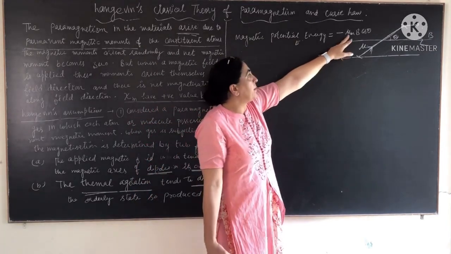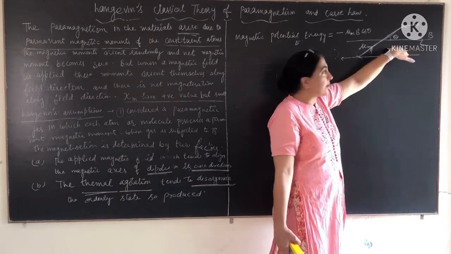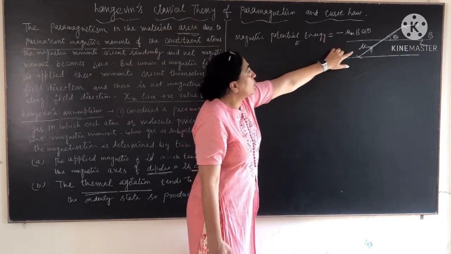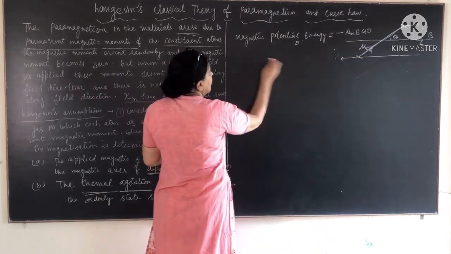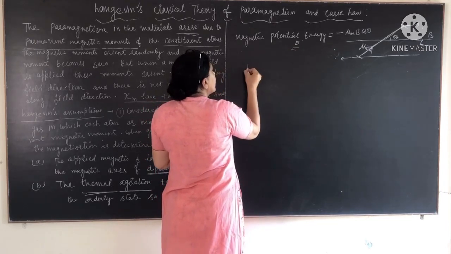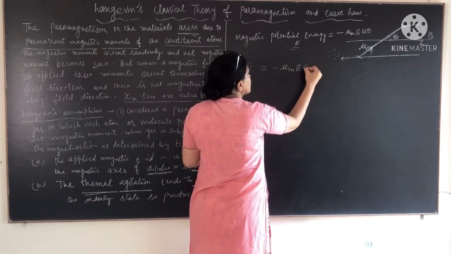So that will be mu b cos theta, because B is applied in this direction. So this is negative. Clear? This is mu m. Now this is energy E, the potential energy, that is equal to minus mu m b cos theta.